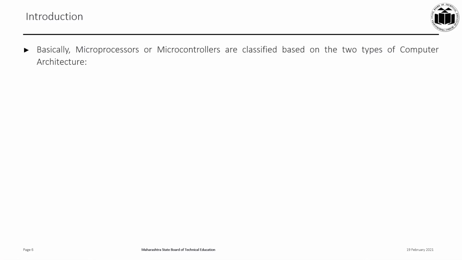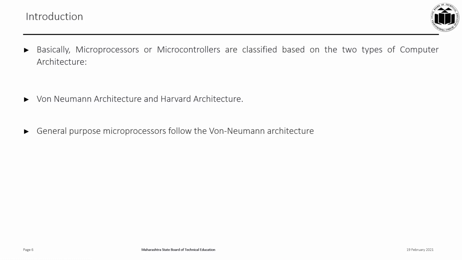Let's start with the introduction. Basically, microprocessors or microcomputers or microcontrollers are classified into two types of computer architectures, the Von-Neumann architecture and the Harvard architecture. These architectures represent the different ways of exchanging data between the central processing unit and the memory. The general purpose microprocessors follow the Von-Neumann architecture, while the microcontrollers follow the Harvard architecture.